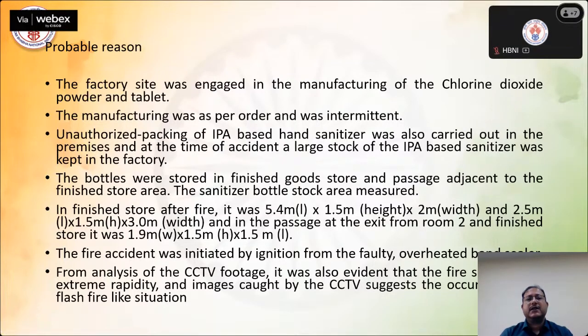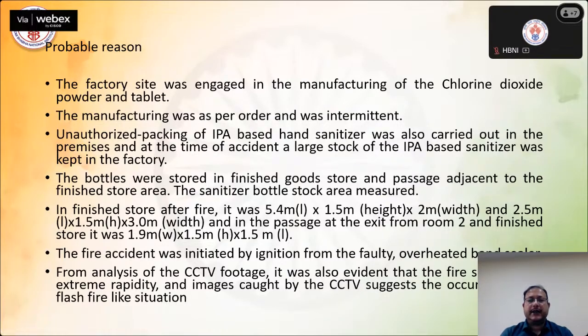The factory site was engaged in the manufacturing of chlorine dioxide powder and tablet. The manufacturing was as per order and was intermittent. Unauthorized packing of IPA-based hand sanitizer was also carried out in the premises, and at the time of the accident, a large stock of IPA-based sanitizer was kept in the factory. After COVID, this type of business came into the picture. Most of the people were not following the proper protocols to manufacture these types of sanitizers.